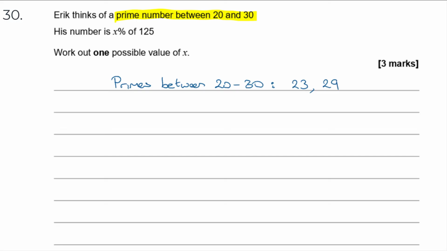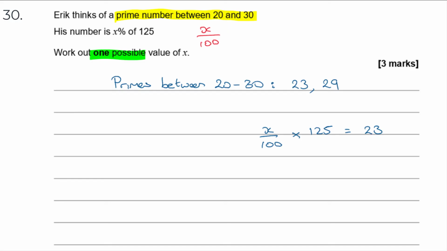Okay, so x% of 125. Well, when you're finding x%, you are finding x 100ths of your amount, aren't you? So if x% of 125 is his number, then x over 100 times 125 is either 23 or it's 29. I'm going to go for 23 for now because I don't know. It's just the first one in the list, and I just need to pick one possible one. So I don't need to do both, just need to pick one and use it.